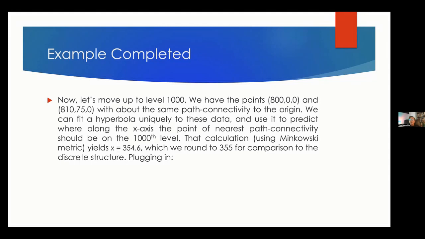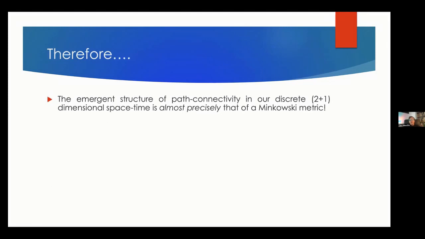So in this discrete structure, I'm going to make a guess that the path connectivity, if I go up to level 1,000, should be about the same if I go out 355 units over. And when I actually plug it in, here's the number I get. 3.3 times 10 to the 478. So there's no doubt that relativistic structure is emerging with no twiddling of knobs, with no setting of any free constants, almost precisely.